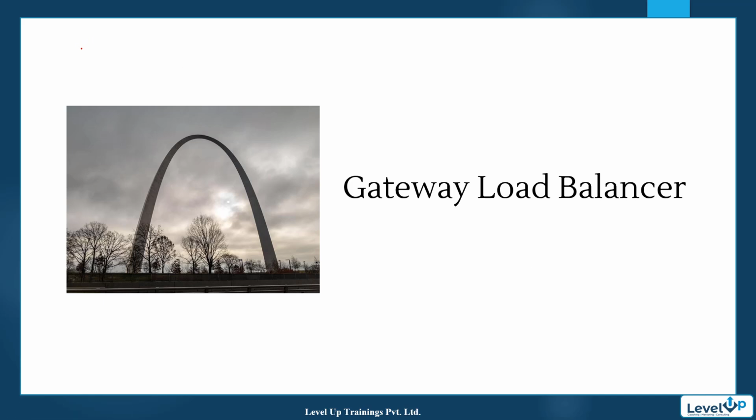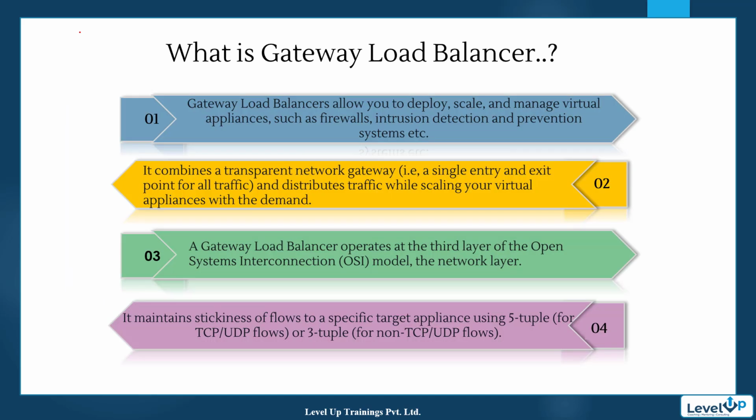Now the next type of load balancer is called the gateway load balancer. So till now we have discussed classic load balancer, application load balancer, which is very widely used, and network load balancer. The fourth type is the gateway load balancer. It allows you to deploy, scale, and manage virtual appliances such as firewalls, intrusion detection and prevention systems, etc. It combines a transparent network gateway, that is a single entry and exit point for all the traffic, and distributes traffic while scaling your virtual appliances with demand.